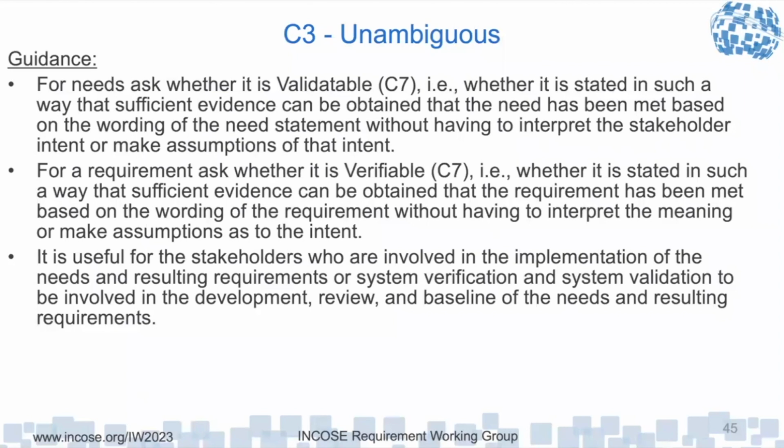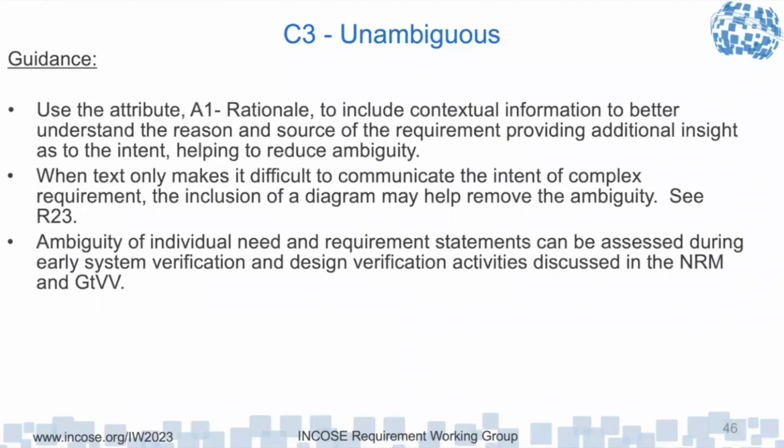It's useful for stakeholders who are involved in implementation of these requirements to be involved in the development, review, and baseline. Like I said before, they're the ones that should call out any ambiguity, no matter how it was communicated. Use the attribute rationale to help with information, because again, no matter how well we write something, people may still question what our intent is. Rationale can help us to clarify it. When text only makes it difficult, maybe a diagram might be better, or refer to a model.